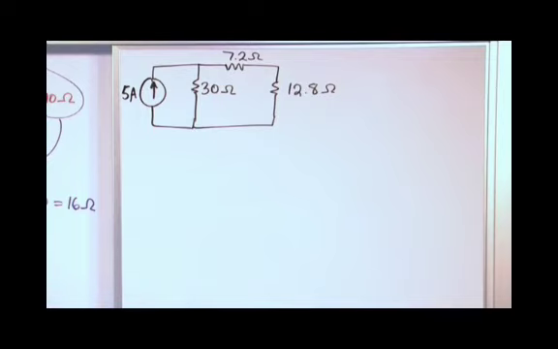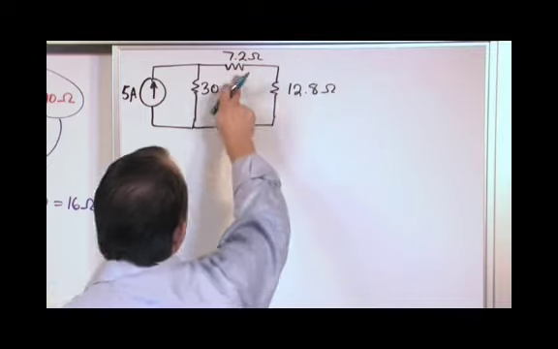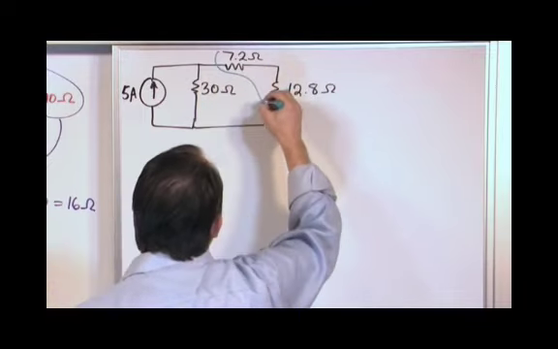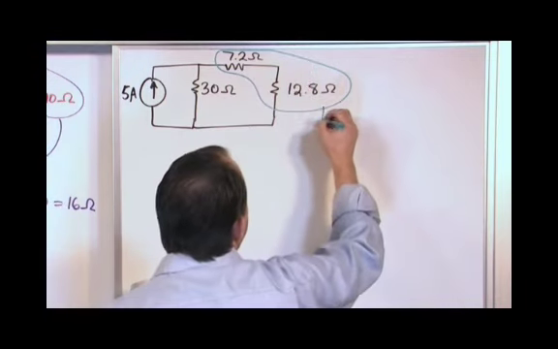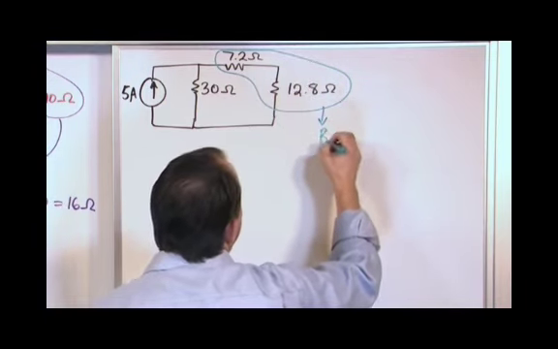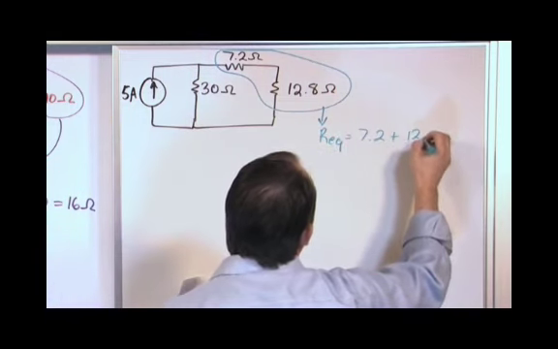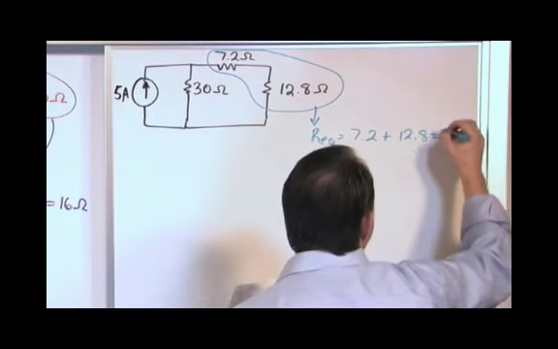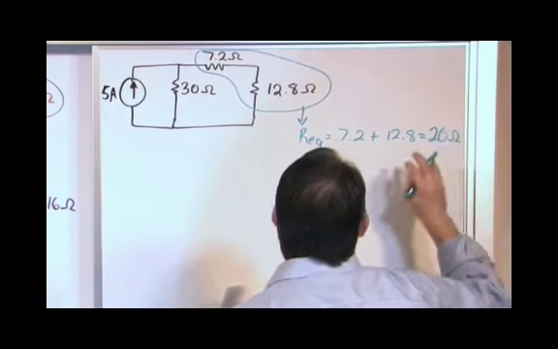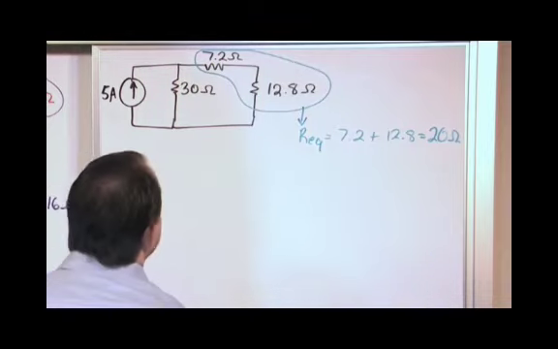Now we look at what we have, and we say, oh, I see something else I can do. Now I have this resistor in series with this one. So I can definitely do this. Let me just write a note to myself. Equivalent resistance is 7.2 plus 12.8, which is equal to 20 ohms. So this series combination reduces to 20 ohms.